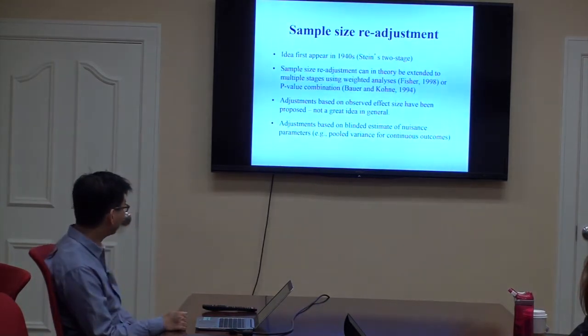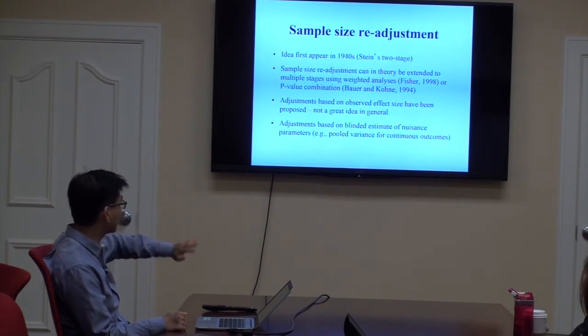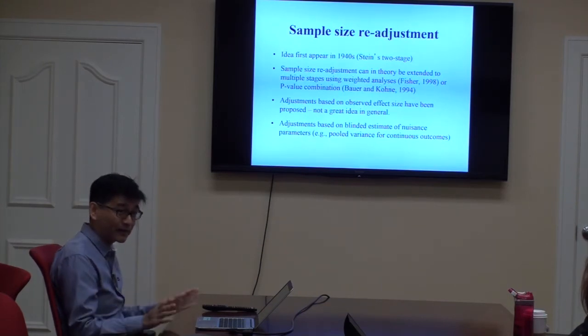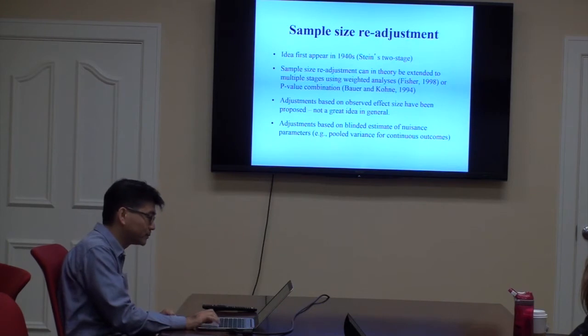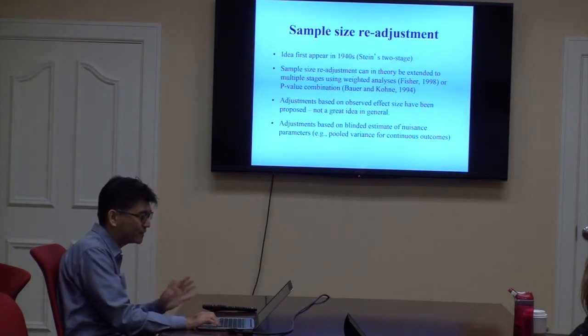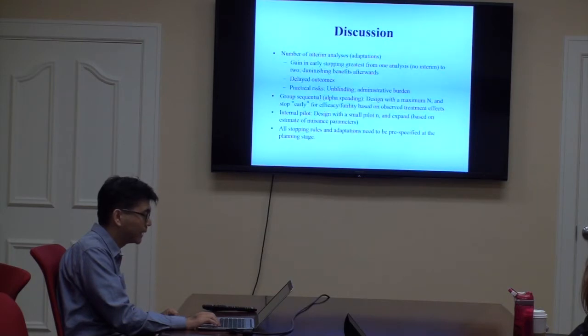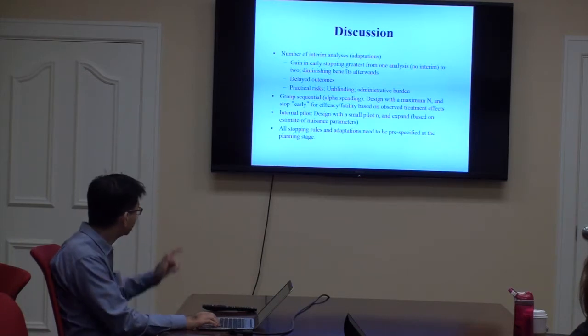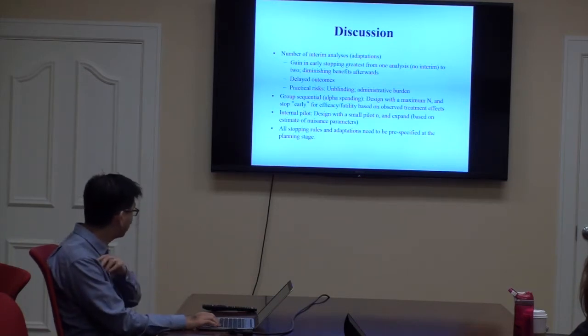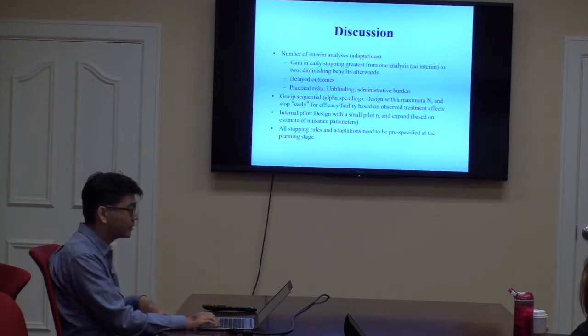By doing that, meaning adjustment based on observed effect size, there are methods out there, but it's not a great idea in general. I'm not saying not to do it ever. It's a strong statement, but you need to be very careful when you actually do that. And some talking points in terms of a number of different analyses and methods, I do emphasize the last bullet point: all stopping rules and adaptations need to be pre-specified at the planning stage according to the FDA draft guidance on adaptive design. So this is very important.